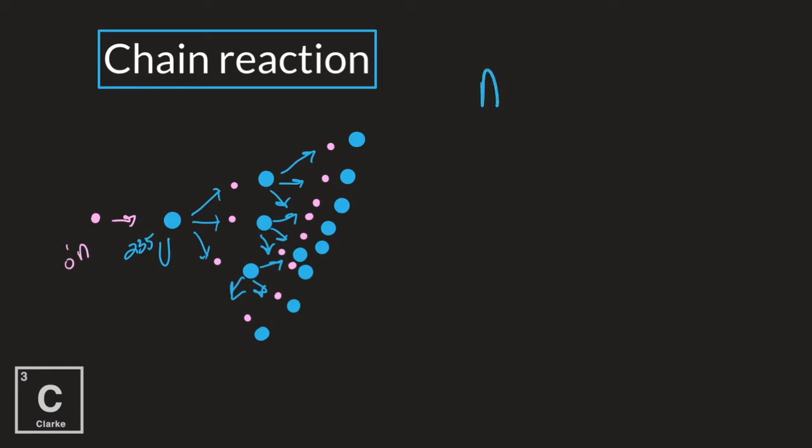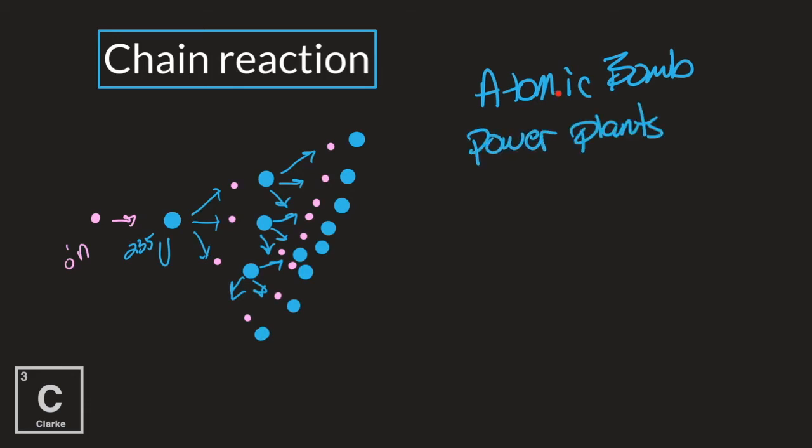This reaction is what made the atomic bomb possible. Learning about this chain reaction and how to induce this chain reaction, we also get nuclear power plants using this reaction. In the atomic bomb, this reaction gets out of control. In a power plant, we want to try to moderate this reaction so we can control it.